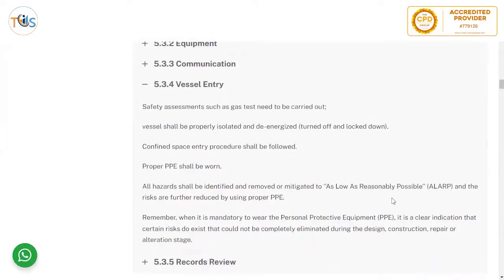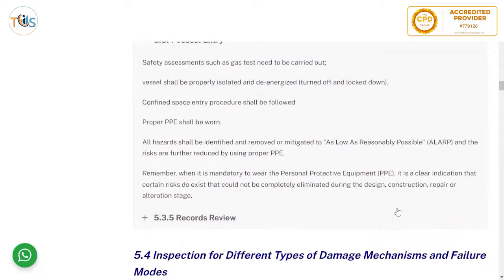During vessel entry, safety assessments such as gas tests need to be carried out. Vessels shall be properly isolated and de-energized, turned off and locked down. Confined space entry procedure shall be followed. Proper PPE worn. All hazards shall be identified and removed or mitigated to as low as reasonably possible. ALARP, so this could be an exam question what ALARP means, as low as reasonably possible. And the risks are further reduced by using proper PPE.